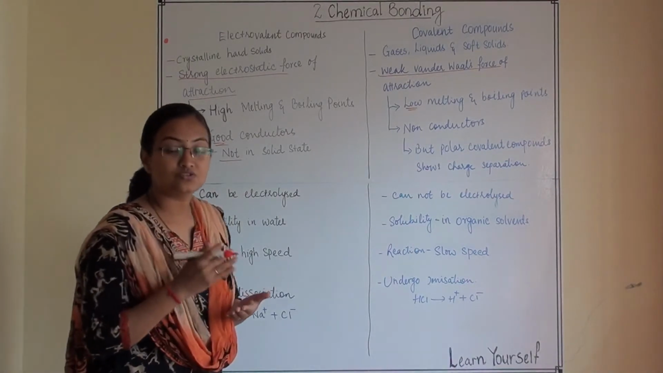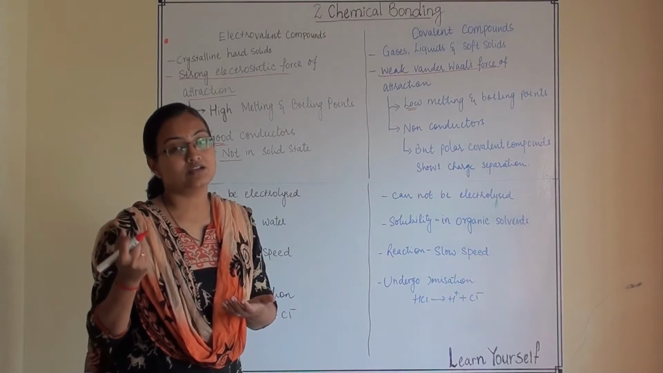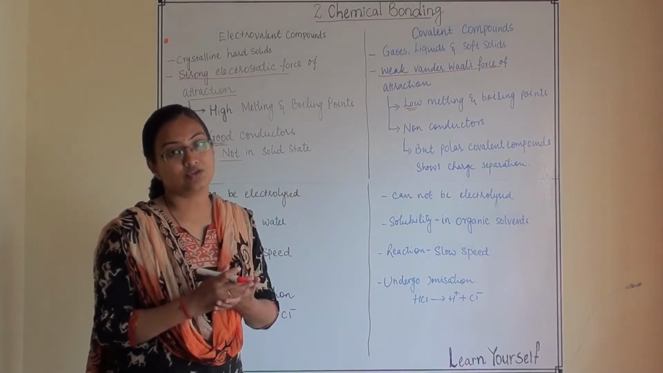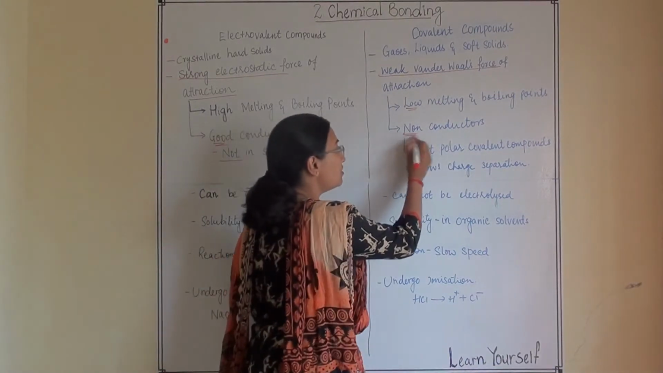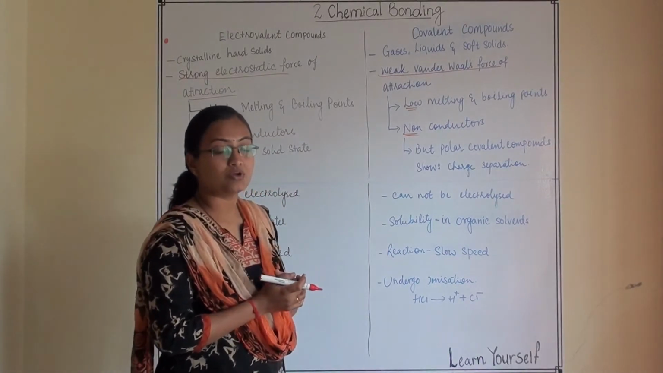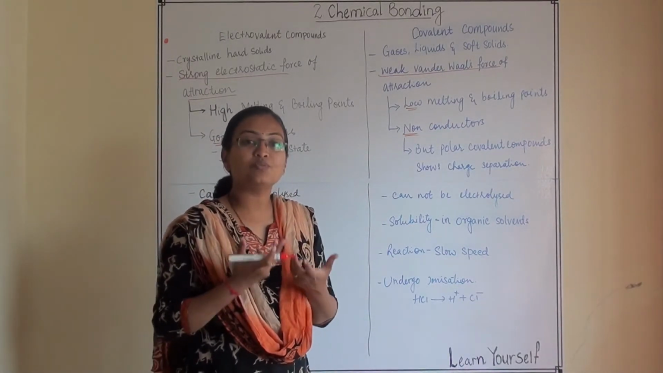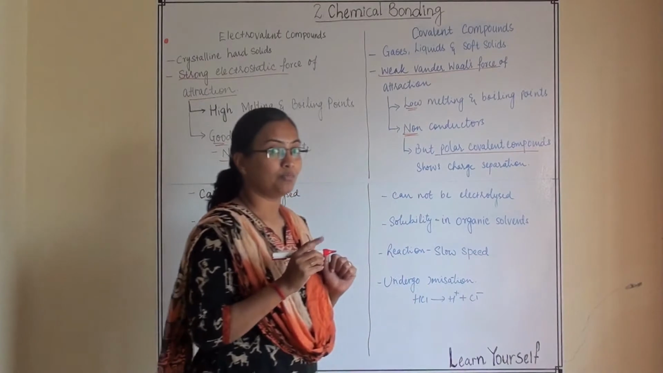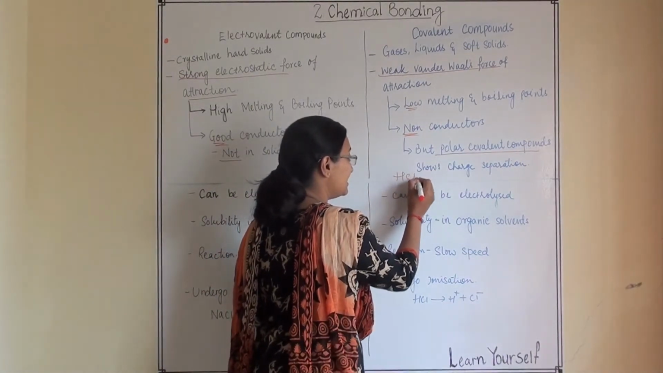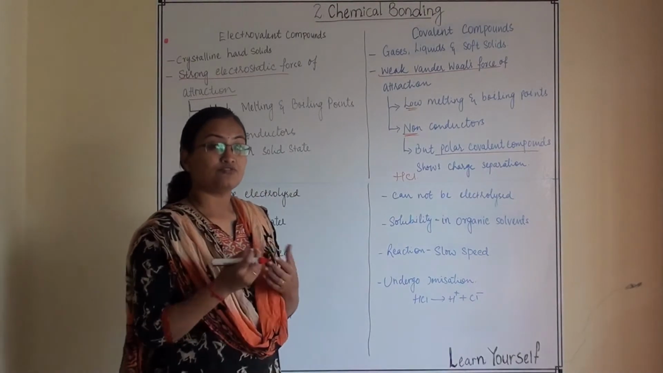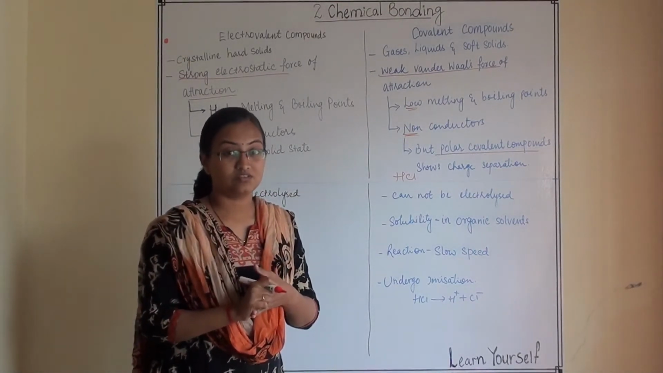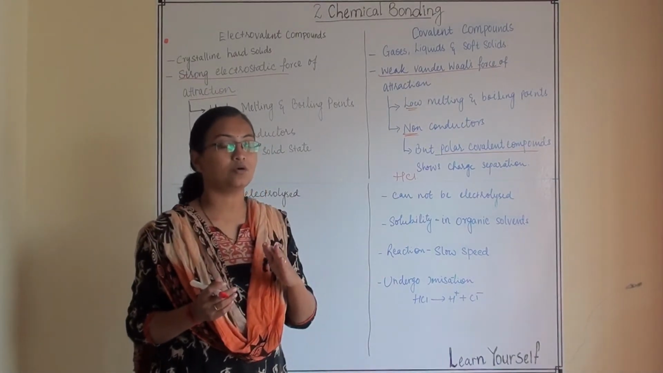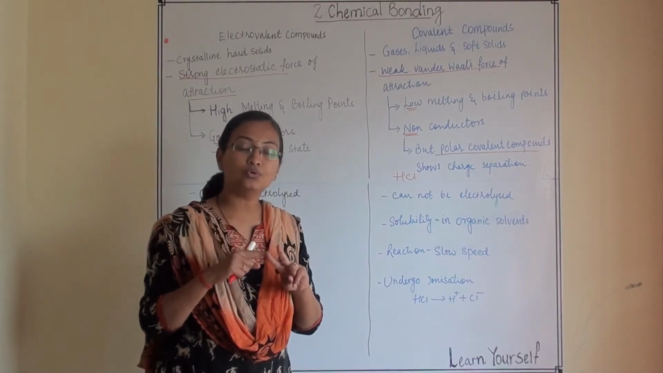We have to dissociate the ions, and only ions can conduct electricity. So they always conduct electricity in molten state or in aqueous solution. Here they are non-conductors of electricity because there won't be charge formation, there won't be ion formation. But one point is there: if it is a polar covalent compound, for example HCl, then if you put a few drops of HCl in water, it will dissociate into H plus and Cl minus.